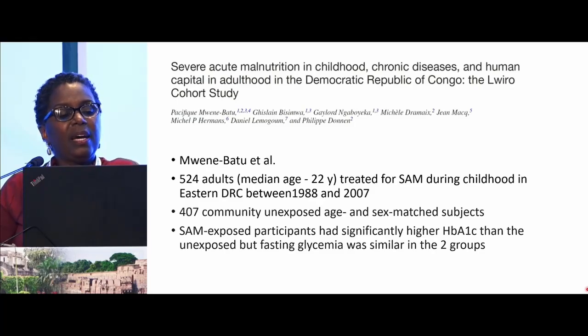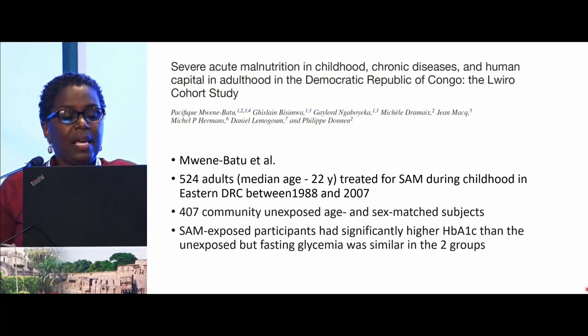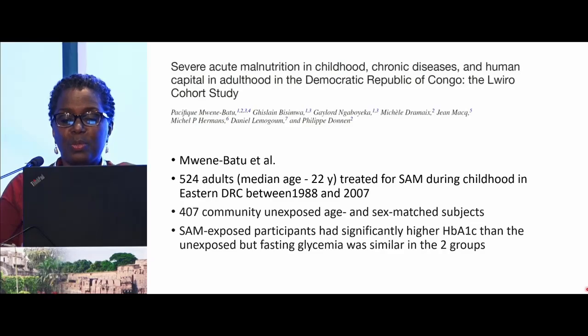In a second study carried out by Pacific Mwene Batu in the DRC, he looked at 524 SAM survivors, median age 22 years old, who were treated for SAM between 1988 and 2007. He was also able to assess 407 community unexposed age and sex matched subjects. He reported that SAM exposed participants had significantly higher HbA1c than the unexposed, but fasting glycemia was similar in the two groups.